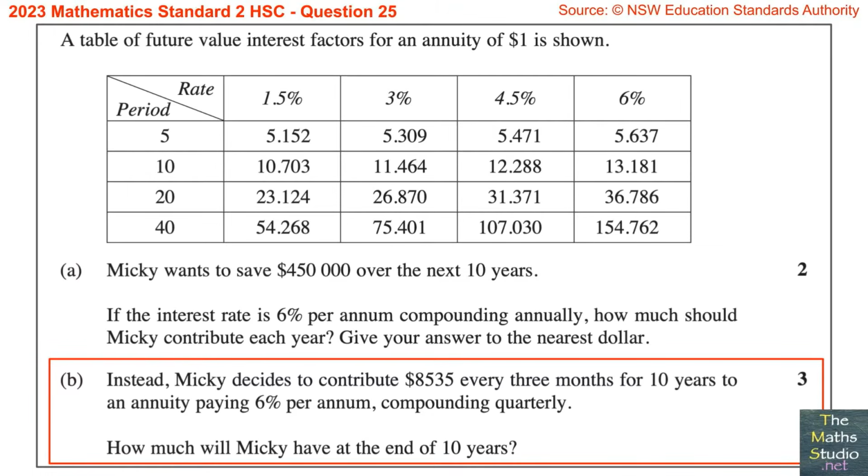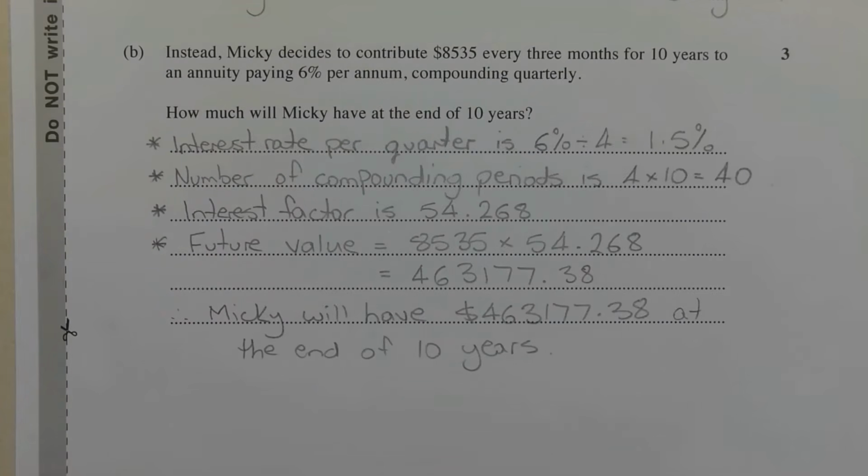Part B. Instead, Mickey decides to contribute $8,535 every 3 months for 10 years to an annuity paying 6% per annum, compounding quarterly. How much will Mickey have at the end of 10 years? The first thing we need to find is the correct interest factor from the table. So that's similar to what we did in Part A. However, the situation has now changed.